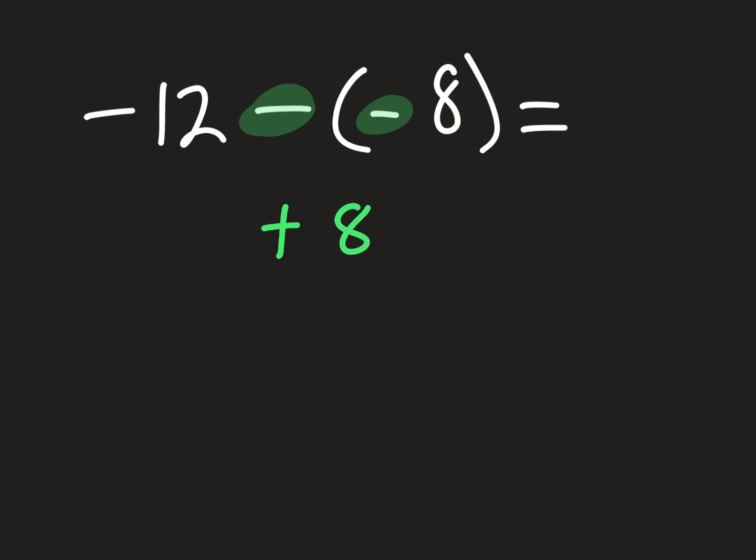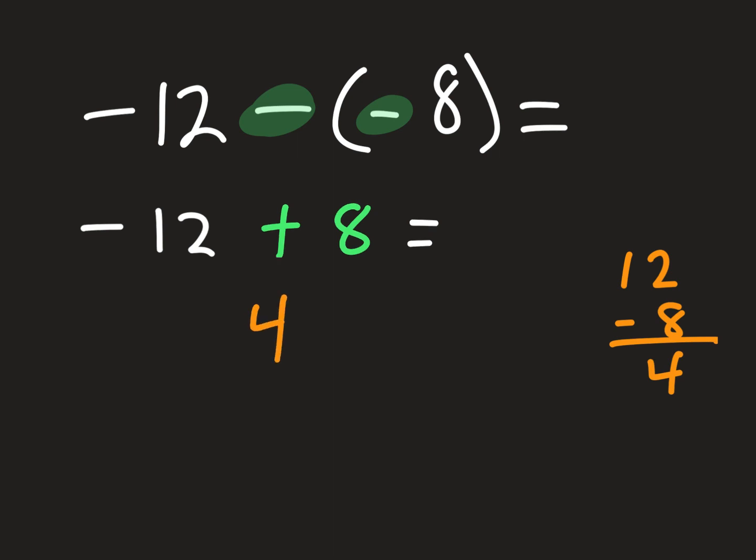So this becomes the problem -12 plus 8. The first thing we need to do is find the difference. So 12 minus 8 means we're going to have 4. And then which one do we have more of? Do we have more negatives or more positives? Well, we have more negatives. So that means our final sum is going to be a -4.